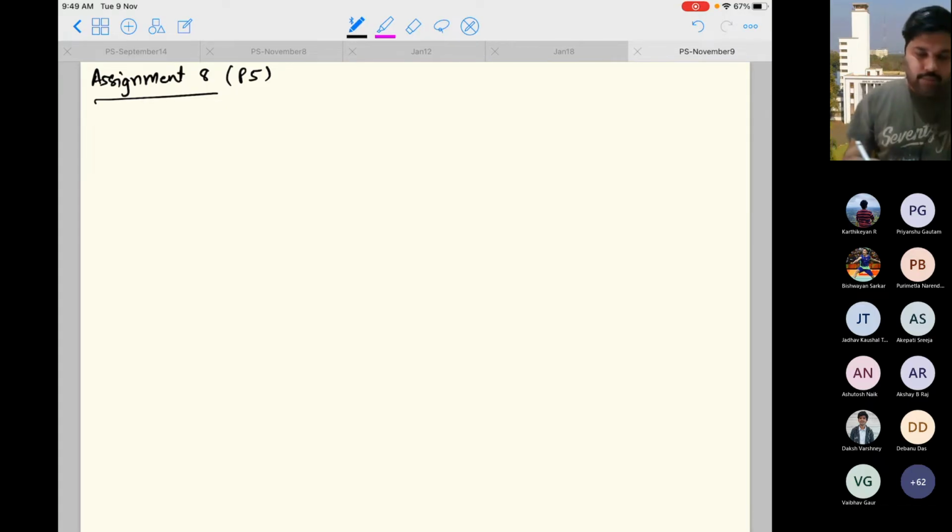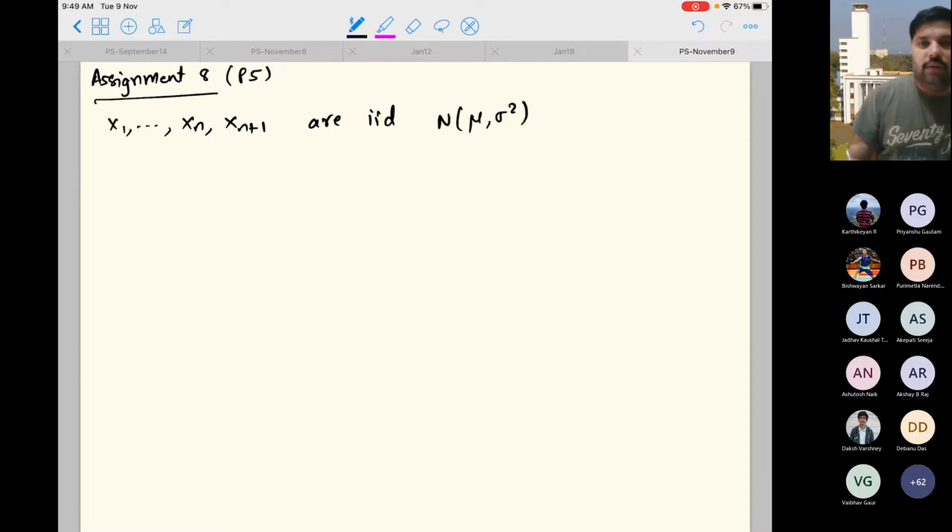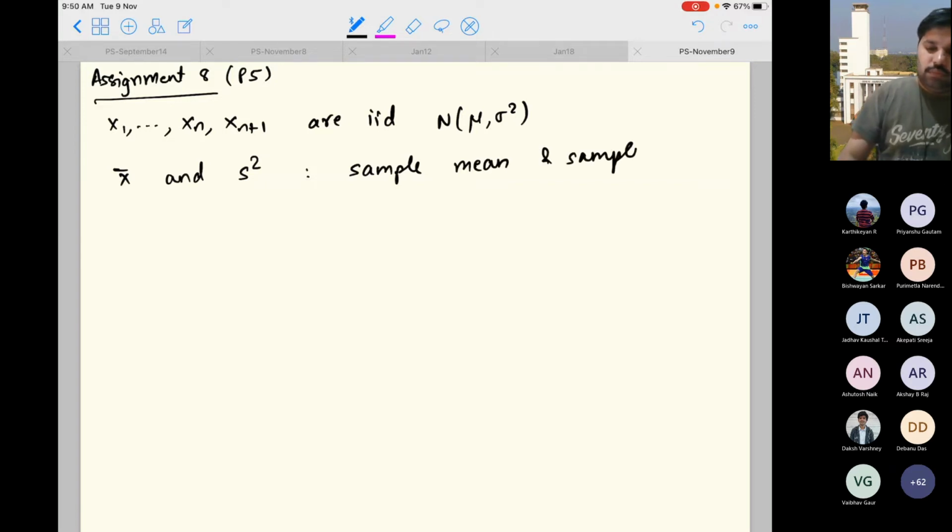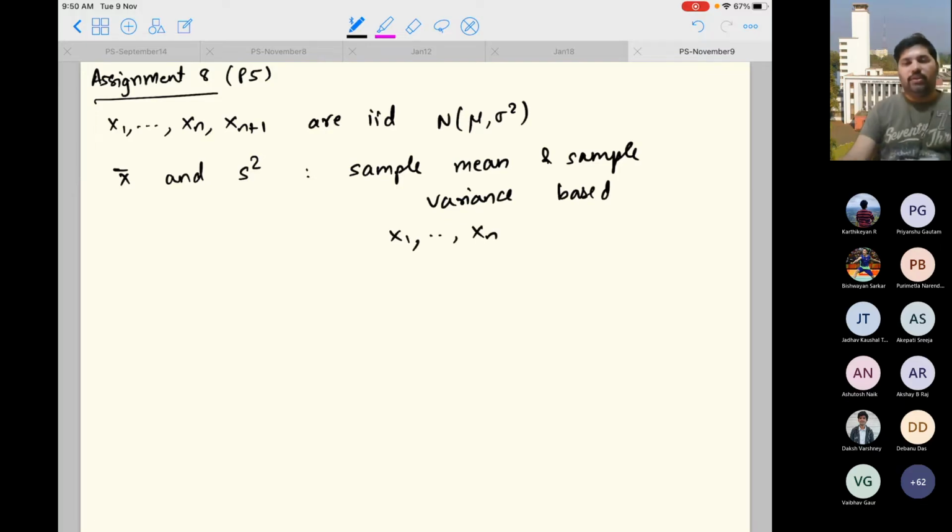The problem you might not have seen: X1, X2, ..., Xn and Xn plus 1 are IID normal(mu, sigma squared). So they are all independent and identically distributed. X bar and S squared are the sample mean and sample variance respectively. Importantly, they are based on the observations X1 up to Xn.